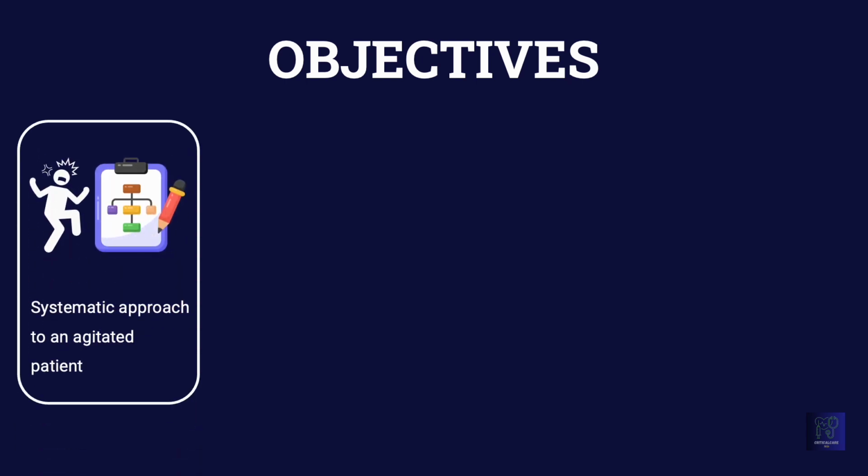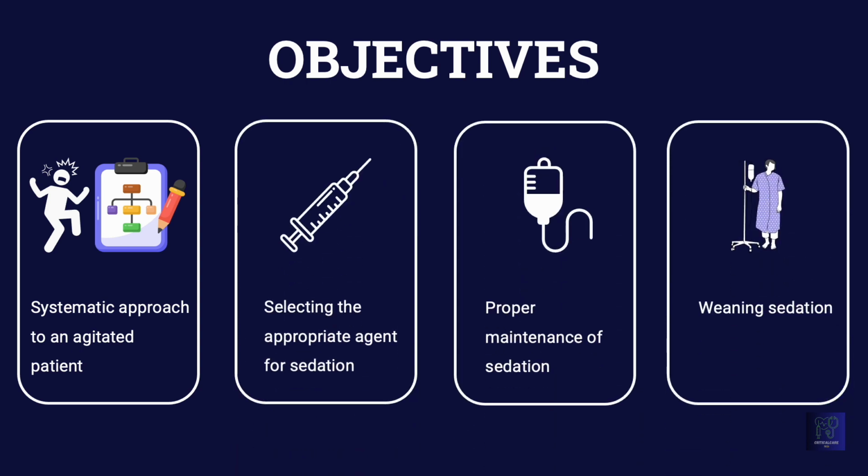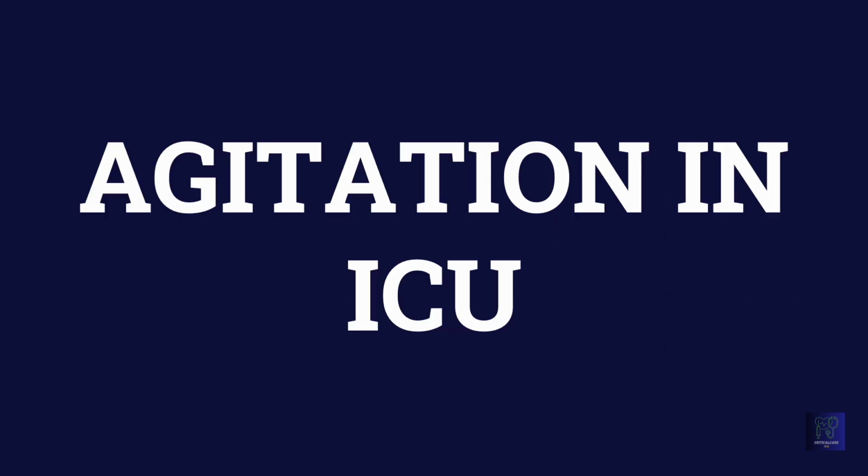Here are the objectives for today's discussion. We will start with a systematic approach to an agitated patient, and then we will move on to sedation. We will discuss it under these three headings: initiation, maintenance, and weaning. The goal of sedation is to control agitation, and sedation is only one of the several tools available to achieve this goal. So, before going into the discussion about sedatives, let's understand the importance of agitation.